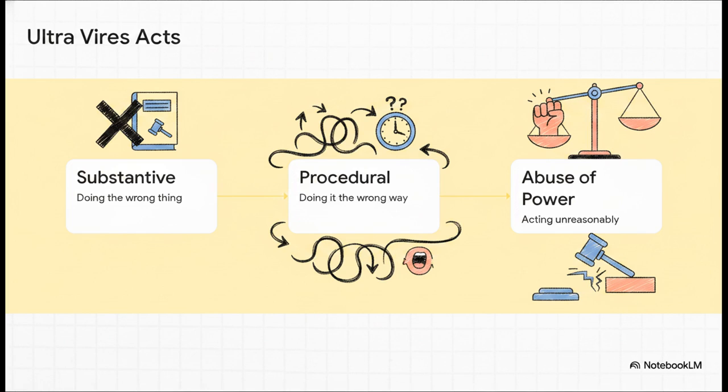2, procedural. They actually have the power to do something, but they do it in the wrong way. Imagine them skipping a legally required public hearing before approving a massive construction project. And 3, abuse of power. They act so unreasonably or with such improper motives that a court just has to step in, like denying a business license purely out of personal spite against the applicant.